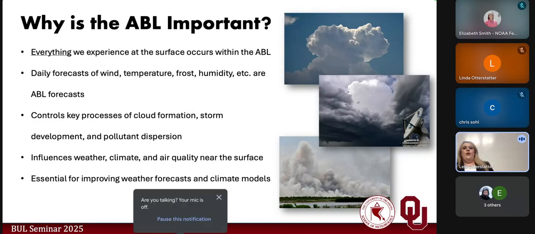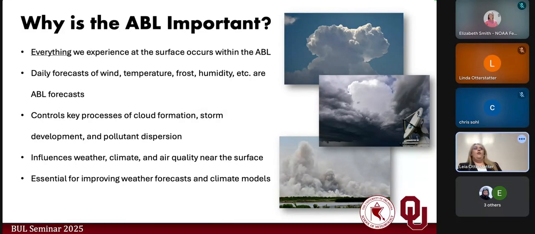So any forecast that you have for wind, temperature, frost, humidity, those are all boundary layer forecasts because we are experiencing them here. They also control key processes of cloud formation, storm development, and pollutant dispersion. And it influences weather, climate, and air quality near the surface where we live. And it is also essential for improving weather forecasting and climate models.